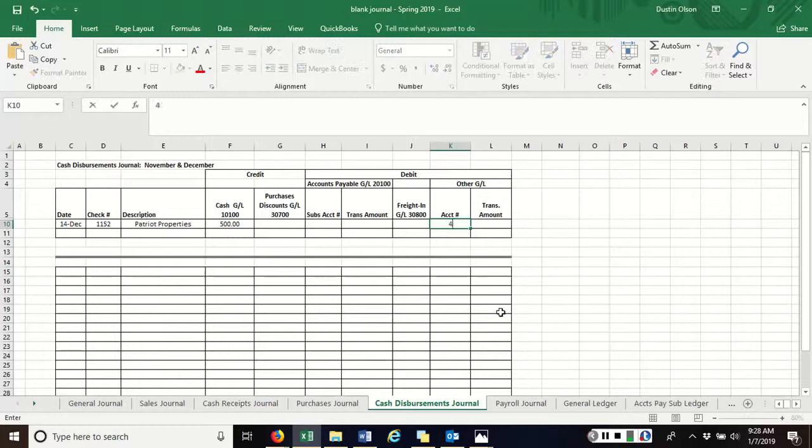So we'd come here under the account number, type in 40,100, and for $500. So that makes for a debit to rent expense and a credit to cash. And now we've recorded a transaction. Our debit matches our credit. Life is good. Eventually, at the end of the month, we'll get to posting these to their general ledger accounts. But for right now, for the first steps, this is all that we have to do.